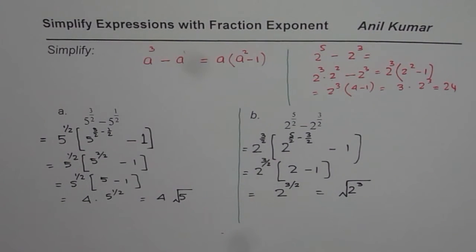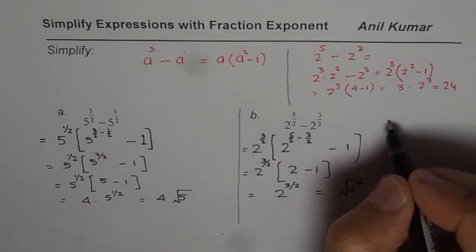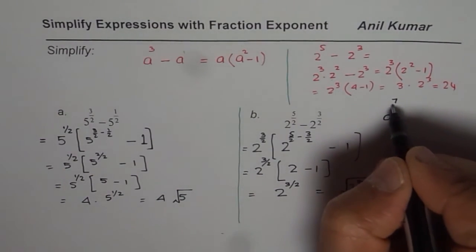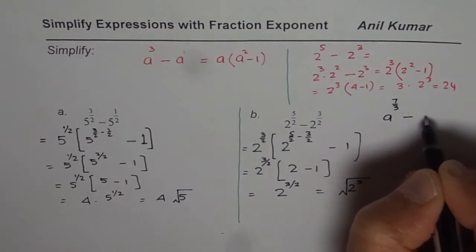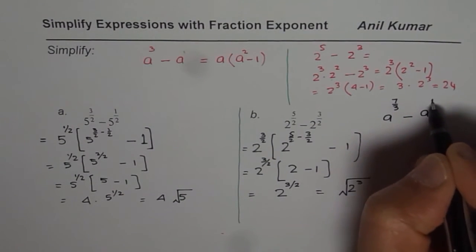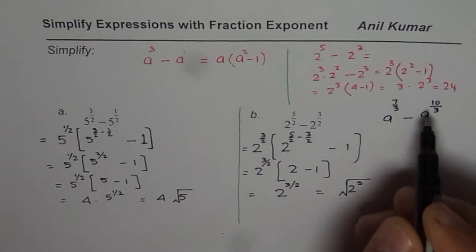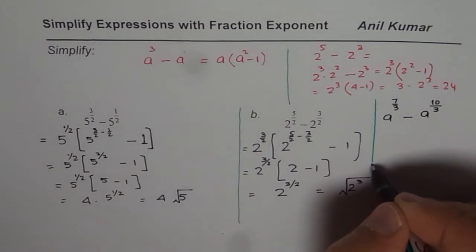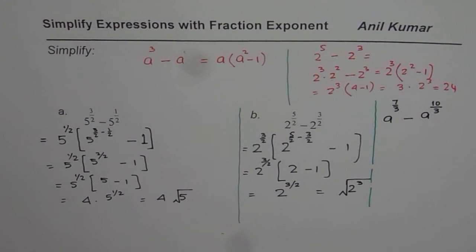I hope the steps are absolutely clear. So try to go through these steps, understand the process, and then you can do some questions. Let me give you one. Let me write a general question here this time: a to the power of 7 over 3 minus a to the power of 10 over 3. So try to solve this question, simplify, adopt the method which we have used, and then see what you get. I hope that really helps. Thank you and all the best.